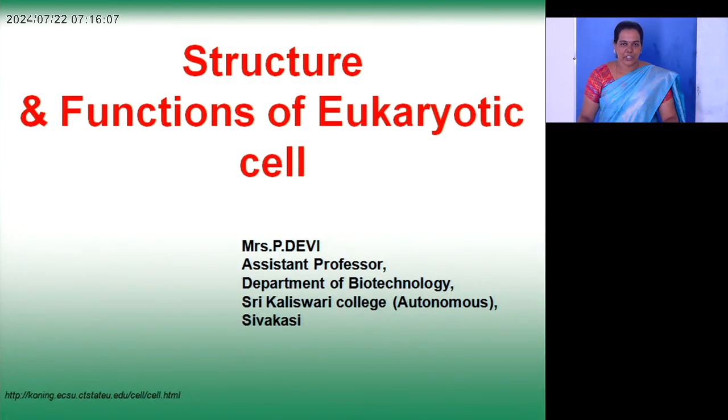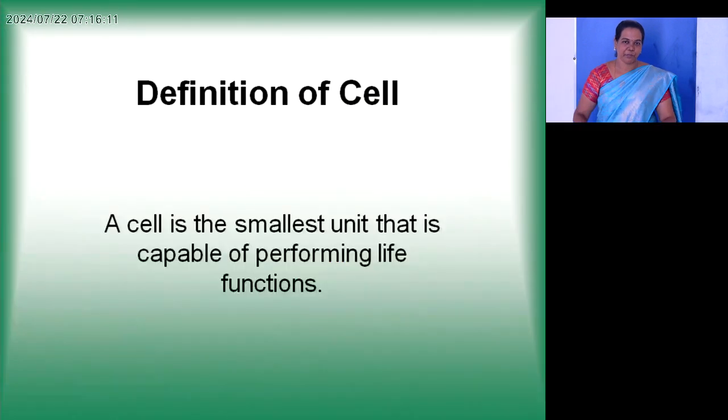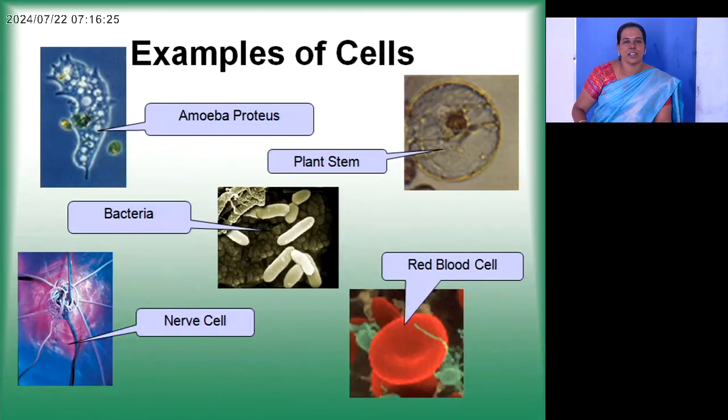My today's lecture topic is structure and functions of eukaryotic cell. First we could see the definition of a cell. A cell is the smallest unit that is capable of performing life functions. So hence the cell is called a basic unit of life. And we saw some examples of cells starting from the amoeba, bacteria, plant, RBC, nerve cells and so on.